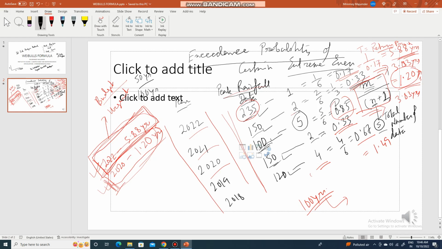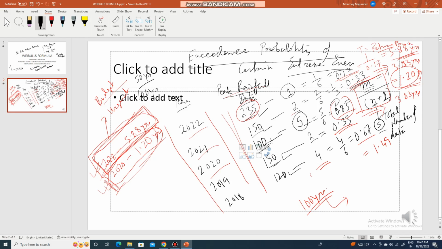Your first step will be to arrange these events in the descending order of magnitude and assign an order or rank to each of the events, where the event with the maximum magnitude will be given the best rank, that is 1, and the event with the least magnitude will be given the worst rank, that is the 5th rank, because here the total number of events given to you is 5. And always remember, the worst rank will be equal to the total number of data given to you.